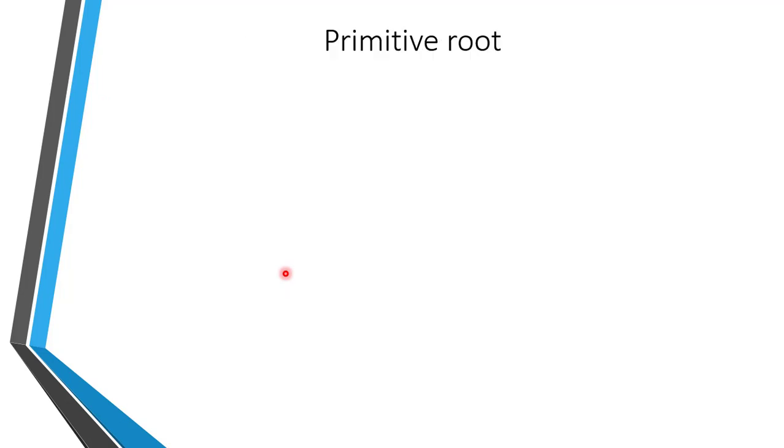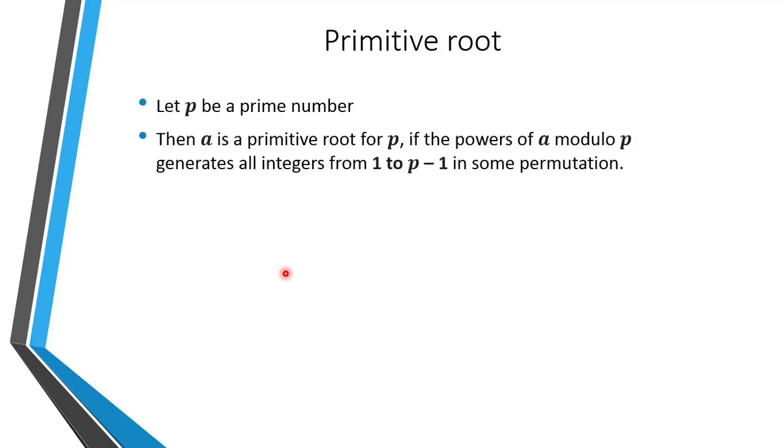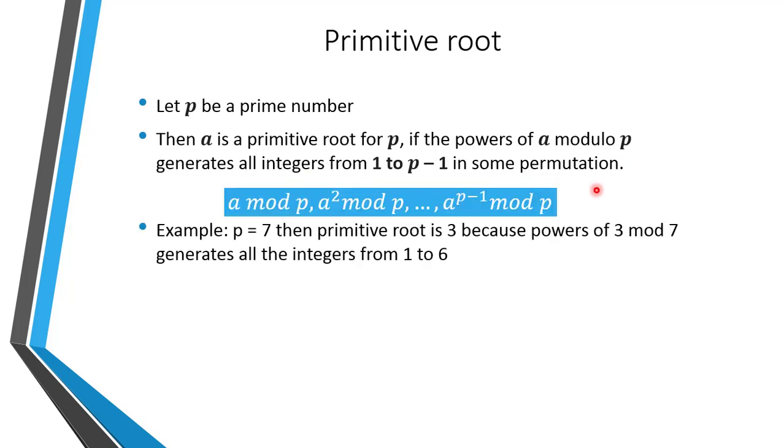Now we will see what a primitive root is and how to find the primitive root. Suppose p is a prime number. Now alpha is a primitive root of p if the powers of alpha modulo p generate all the integers from 1 to p minus 1 in some permutation. For example, p is equal to 7, which is a prime number. Then the primitive root is 3, because the powers of 3 mod 7 generate all the integers from 1 to 6.